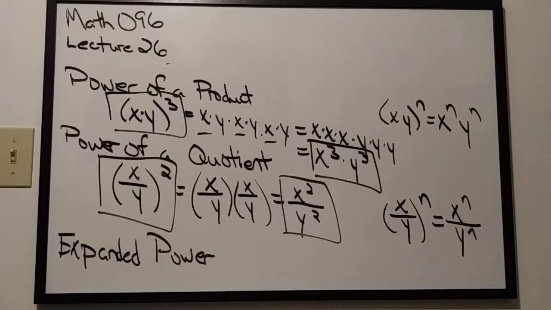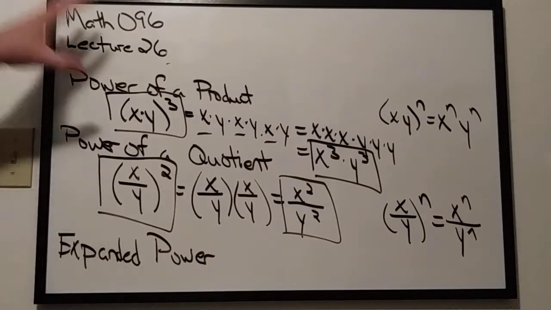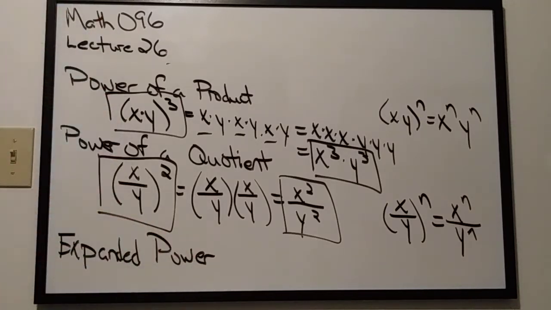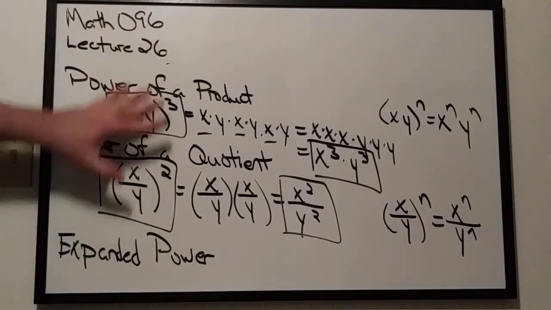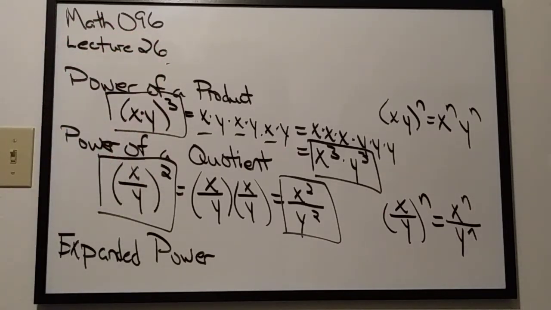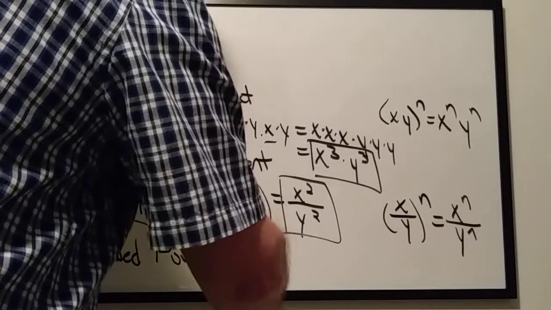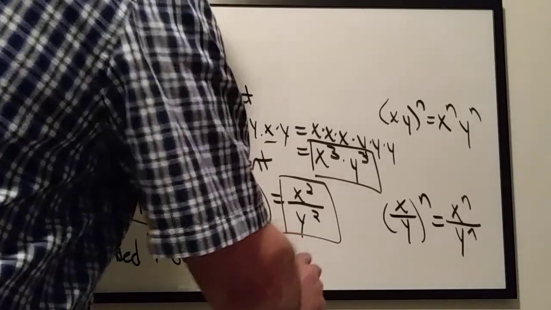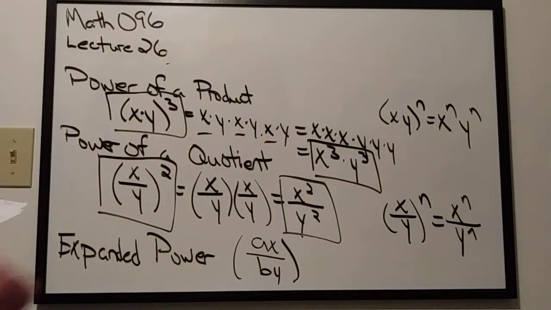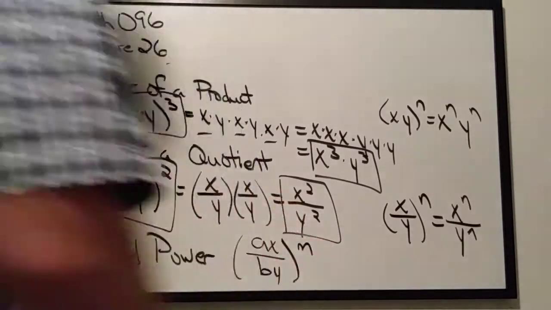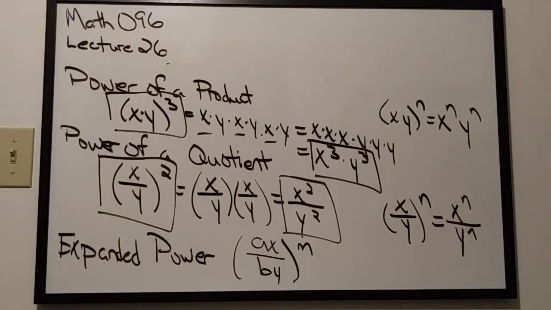So our last rule on the board here is the expanded power rule. And the expanded power rule simply says, if you have a combination of these two, you can go ahead and bring the power of n down to a whole bunch of things. So if we have ax over by, and that whole expression is to the m power, the first thing that we have to do is check to see what operation is connecting all these pieces and parts.